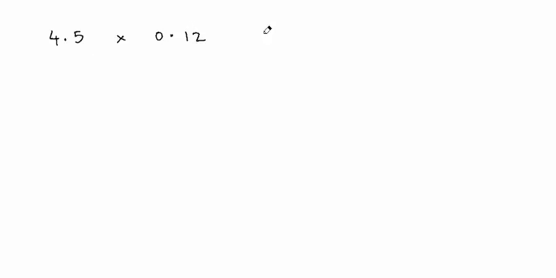So you do 45 multiplied with 12, and that gives you 540. But then 4.5 is nothing but 45 divided with 10. It's the decimal point shifted one place over to the left.